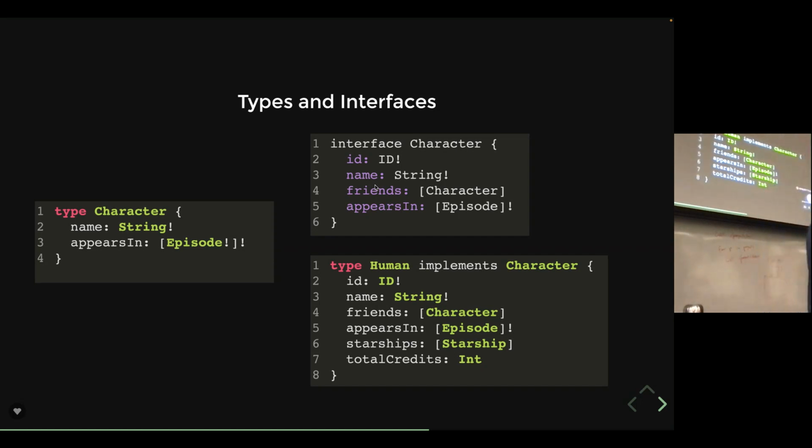And so it's the same idea, except rather than having methods of functionality, you just say, here are all the fields associated with this type, like our interface character. And then a human is a concrete type of a character, whereas the character itself is abstract. It's not a real thing.